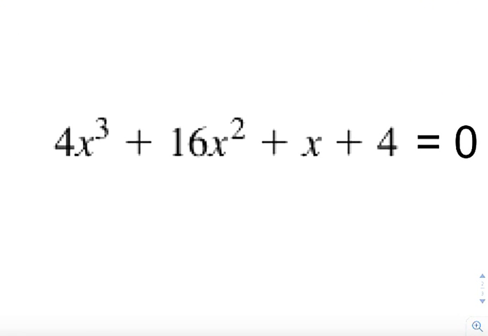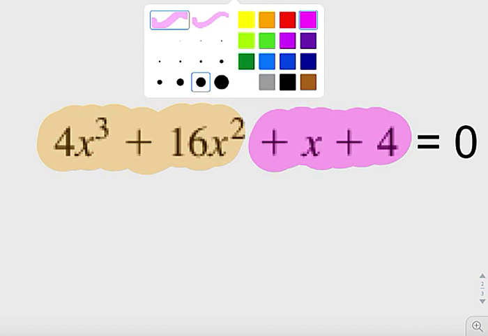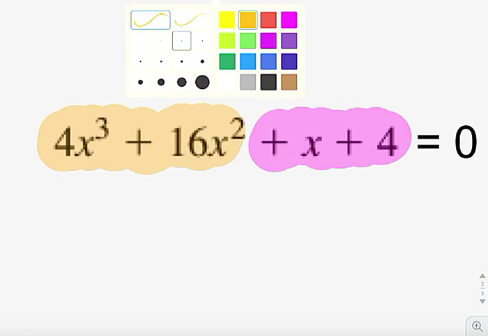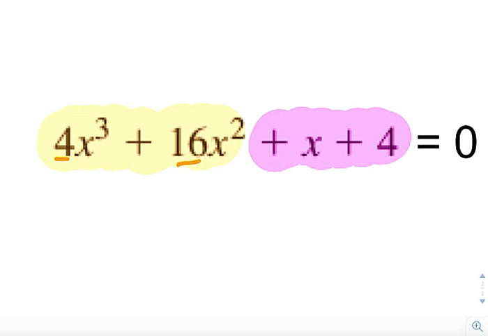And so we have a well-ordered polynomial. There's my group 1. There's my group 2. So now we go to factoring each one in groups. Here we actually do have a common coefficient of 4, and then we can pull out an x squared. So now let's build our multiplication term from that. 4x squared times x will give me 4x cubed. 4x squared plus 4 will give me 16x squared.